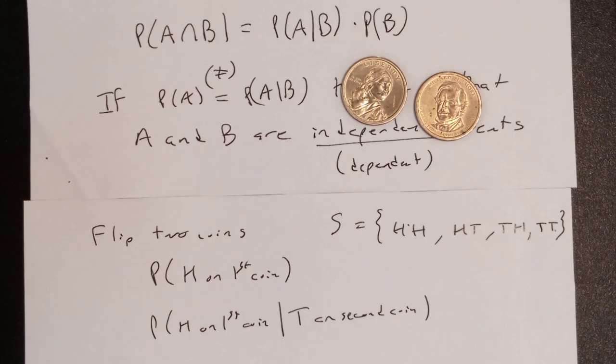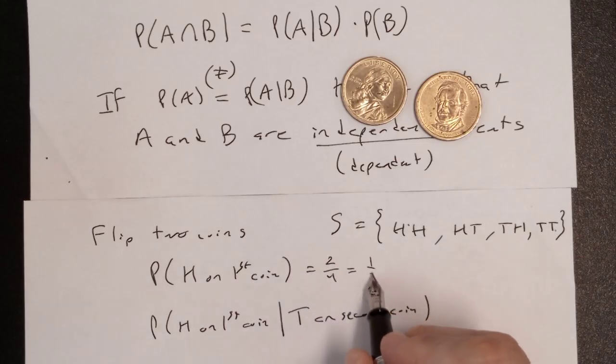So, based on that sentence, what is the chance I get a heads on the first coin? Well, let's look at this. How many of these outcomes have heads on the first coin? Two out of 4, right? So the chance of this happening is 2 out of 4, or half.